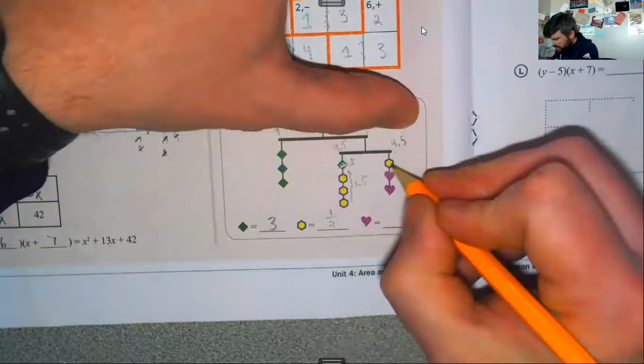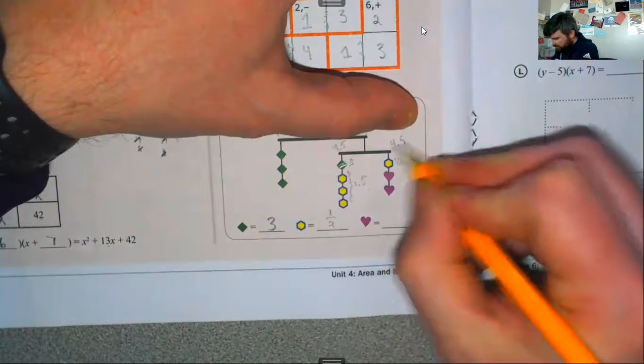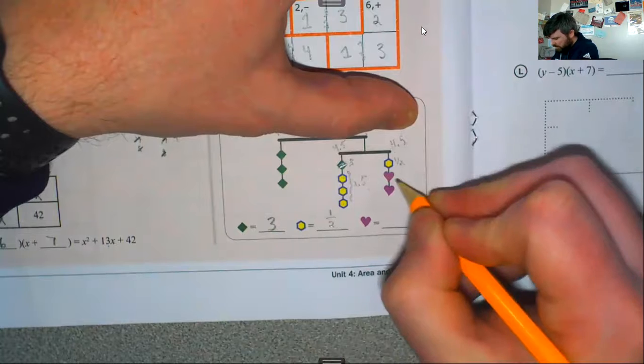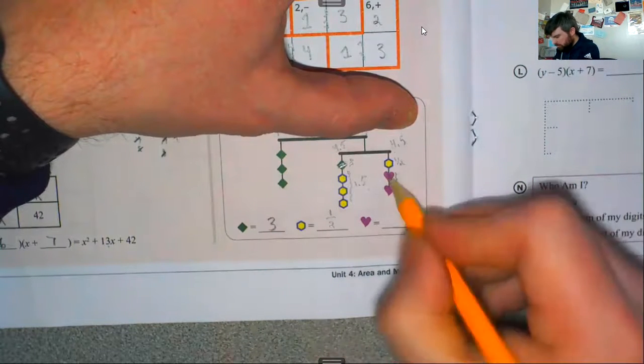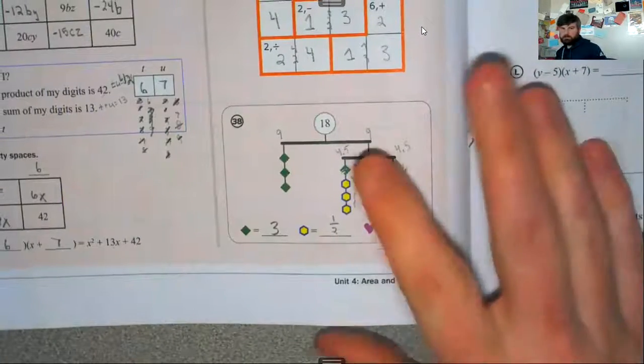If this is a half, 4 and a half minus a half is 4, and then you have these two split up. So 4 into 2 is 2. Some tough stuff there in that red section.